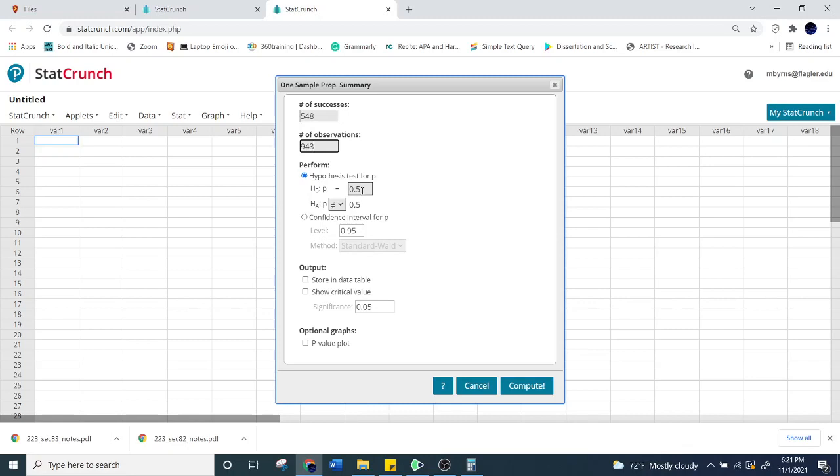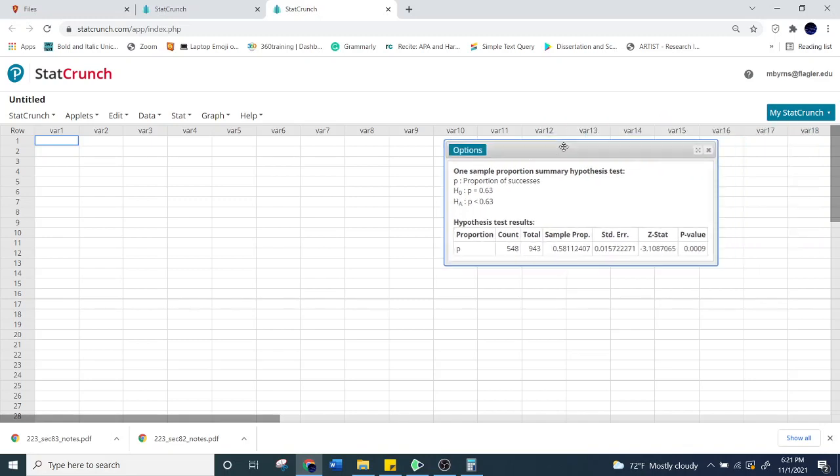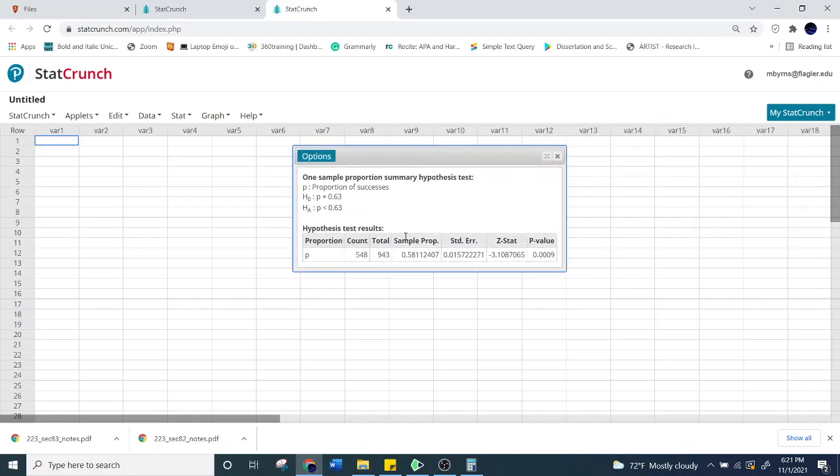Now we're going to run a hypothesis test. Now, one thing you do need to do is put in the hypotheses. So my null was p equal to 0.63. My alternative was that p was less than 0.63. It's very important that this matches what you have for your hypotheses or your p-value is not going to be the right one. So I'm going to click on compute, and this is the information we need.